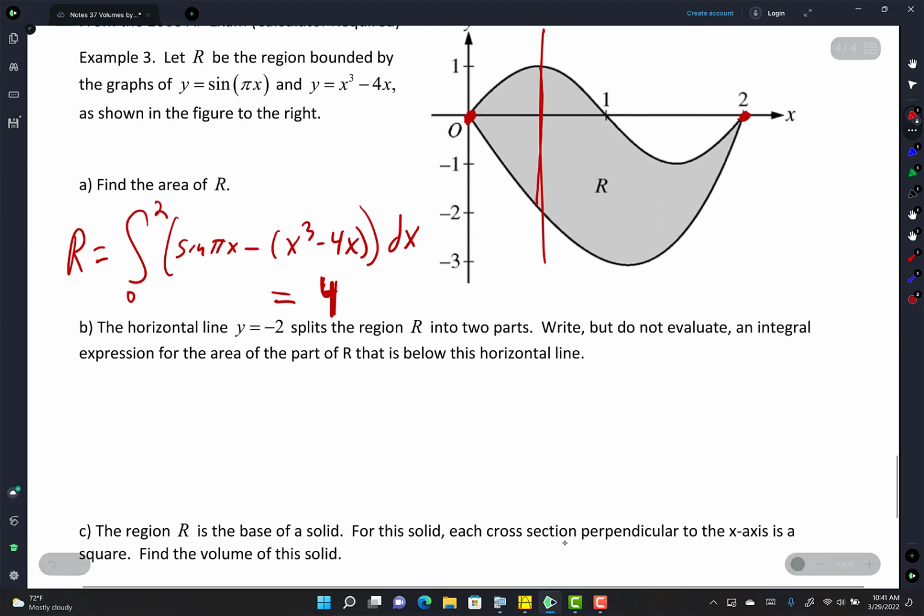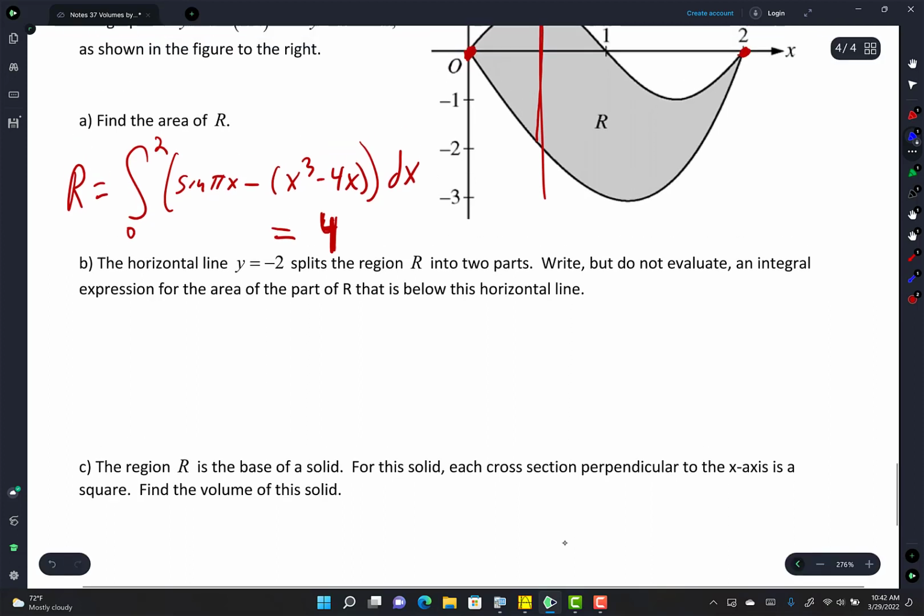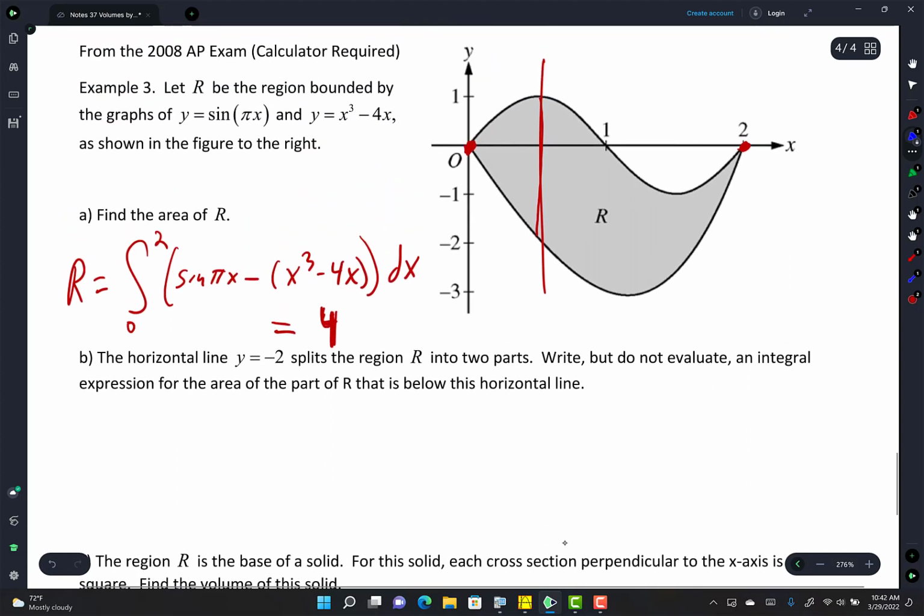Okay. Here we go to the next one. The horizontal line, y equals -2, splits the region R into 2 parts. Write, but do not evaluate, an integral expression for the area of the part R that is below this horizontal line. All right, so y equals -2. So let me go ahead and write that down. Do you guys want me to do this, or do you guys want to take a stab at it? All right, give it a shot.